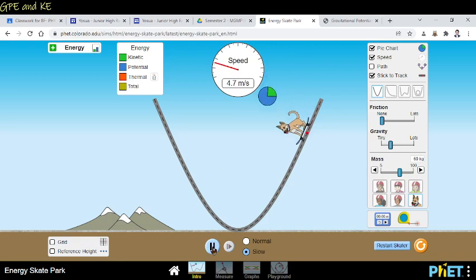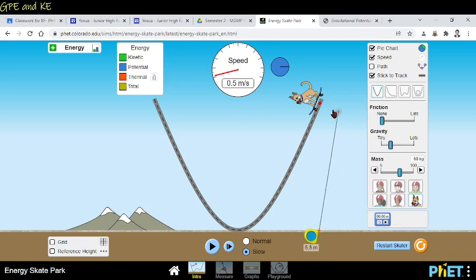So the dog will keep on moving, changing from potential, into kinetic, and then again into potential, and so on and so on. So that's the basic concept, the difference between kinetic and potential. Next, how to calculate the potential energy and kinetic energy.